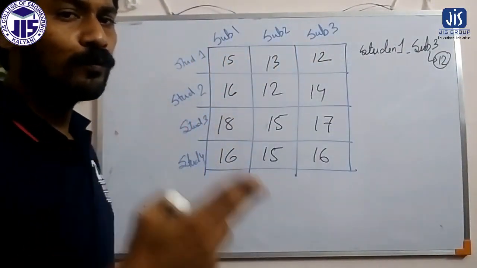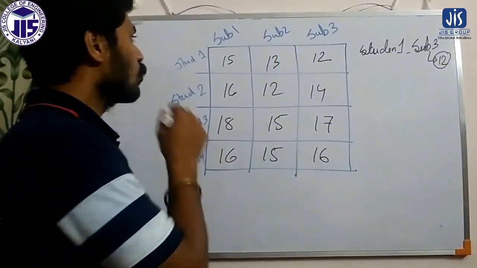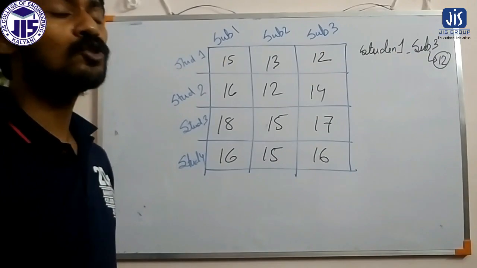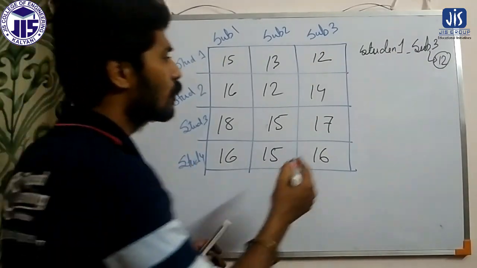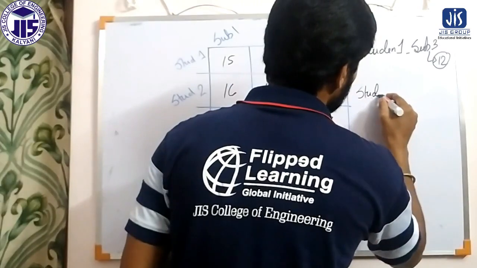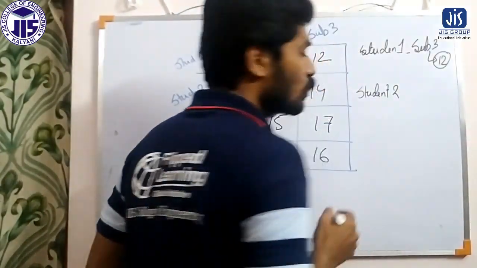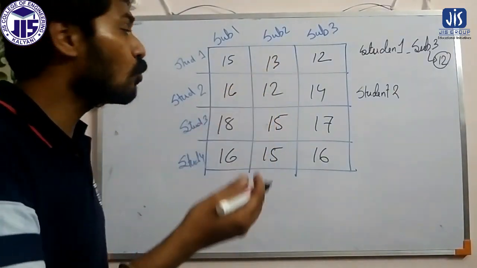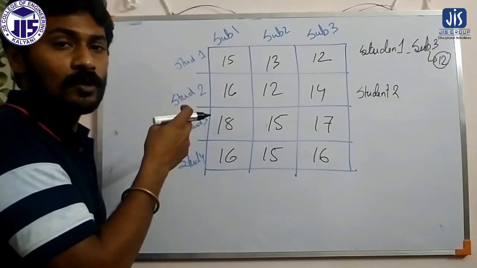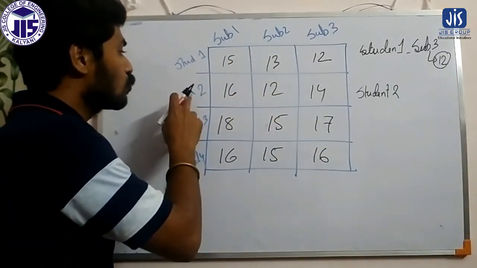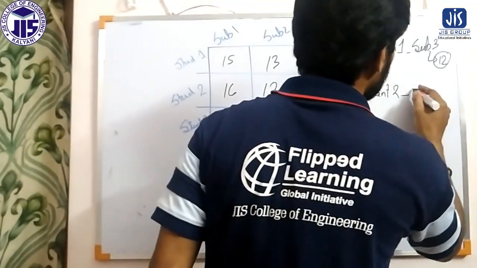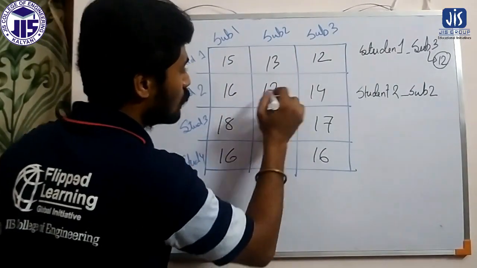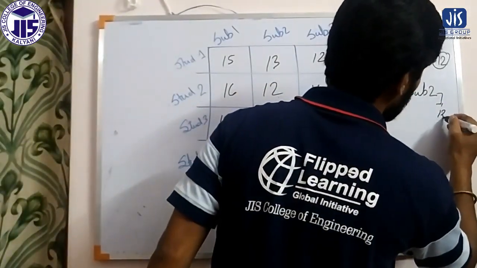So what two information do we need? Information number 1, which student, and information number 2, which subject. Same way, if I say what is the marks of student 2, we cannot say what the marks of student 2 are until and unless the subject is defined. So the next question will be which subject. So student 2, which subject? For example, I consider subject 2.